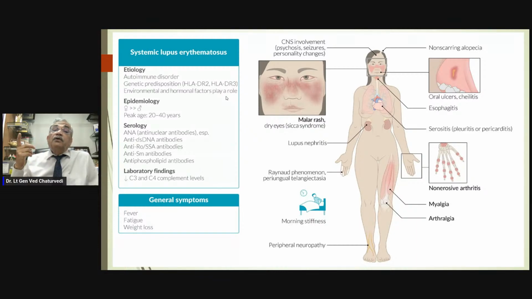Sometimes patients have psychiatric symptoms because of brain involvement, so they will go to a psychiatrist. Sometimes joint involvement is there, then they will go to a rheumatologist. If somebody has only skin involvement, they will keep running behind a dermatologist. So they are called multi-system disorders.